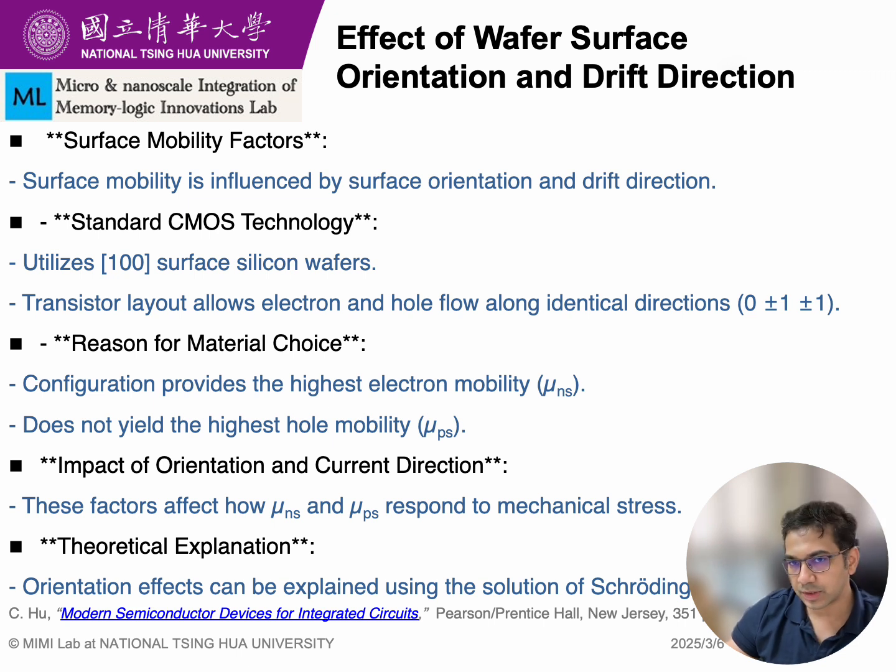Now, why did we choose this particular surface and direction? Well, it turns out that this configuration gives us the highest electron mobility. The electrons are the speed demons of the chip, so they move much faster than the holes. By choosing the 100 surface, we are giving our electrons the best possible track.